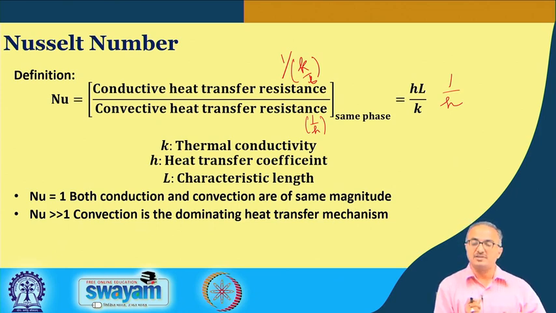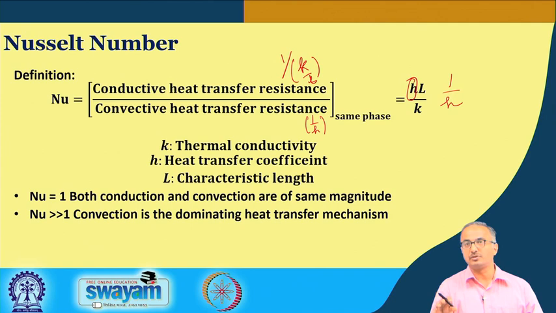So, when the convective resistance increases, you will find the Nusselt number will keep decreasing. For this number, you will find that many correlations are given in terms of the Reynolds number and Prandtl number. From that you can estimate the value of the heat transfer coefficient.